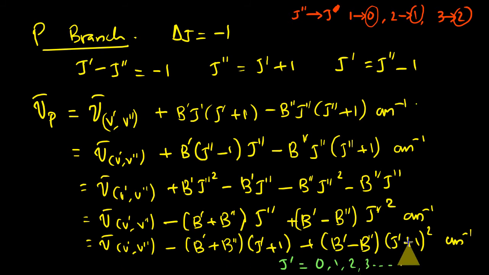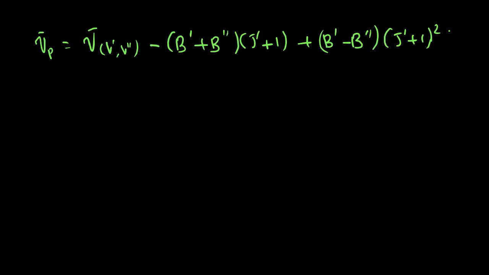Now, the expression for nu bar p. This is what I have written there. Here j prime is equal to 0, 1, 2, 3, etc. So this is 0. J prime in this expression is equal to 0, 1, 2, 3, etc. So let me write the expression for nu bar r.